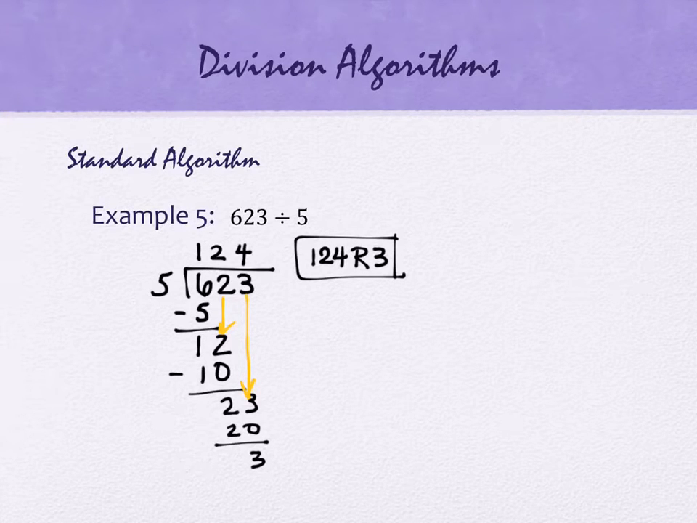Okay, so this is a standard algorithm. I don't think there's anything innately wrong with the standard algorithm, but it does hinge on the fact that you knew your multiplication tables of 5s, right? I mean, you did need to know that in order to use that very well. And that's fine. You should know your multiplication tables in order to do division.